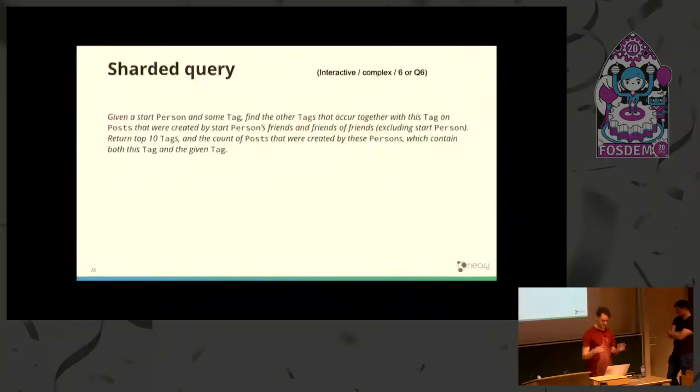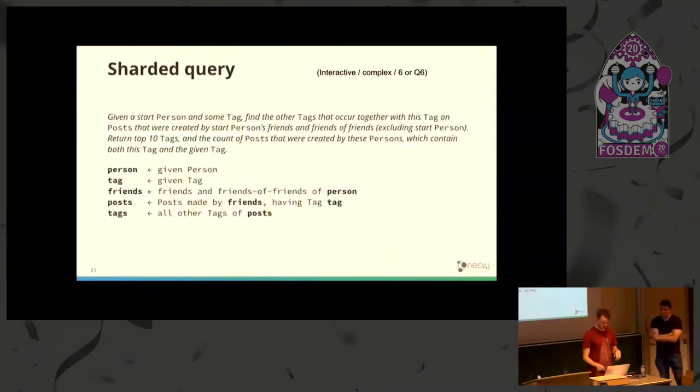Right, so let's look at this in the context of one of the LDBC queries. How would the Cypher actually look to implement one of these? This is interactive complex number 6 from the LDBC queries, and it reads like this. I've expressed it in some sort of pseudocode here.